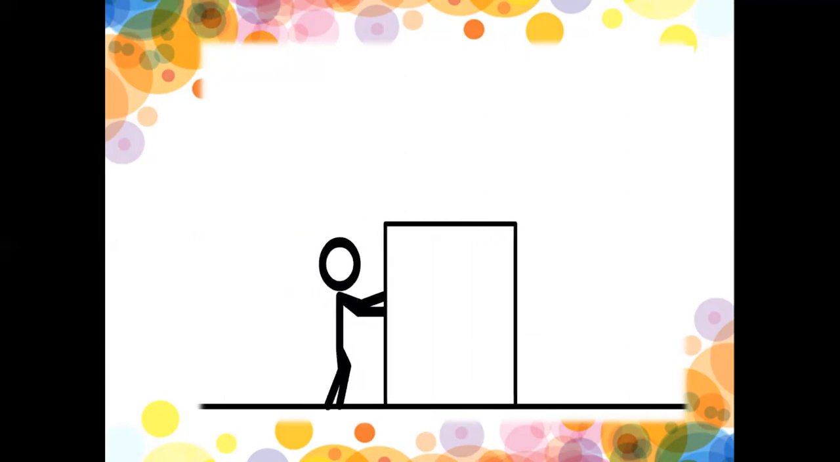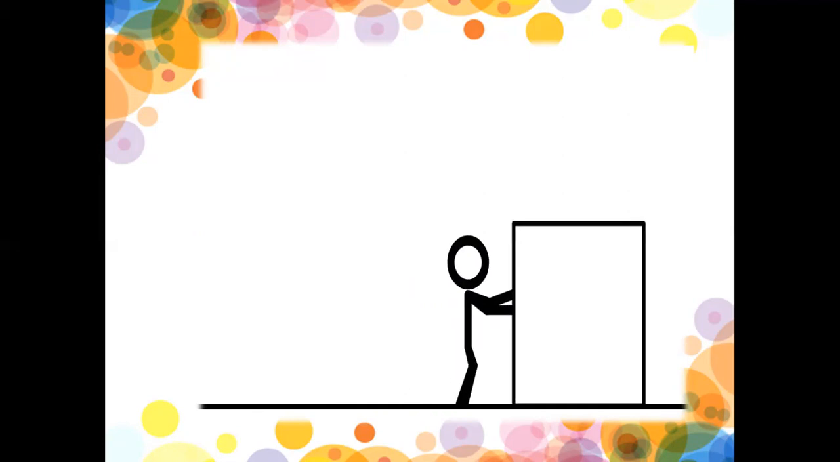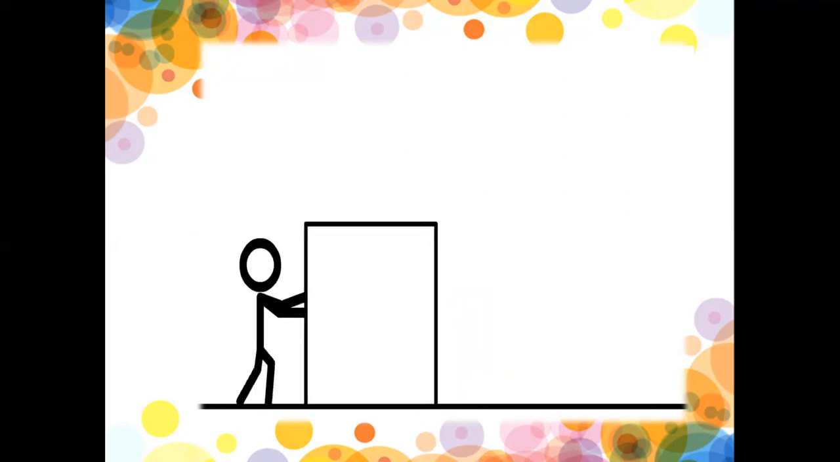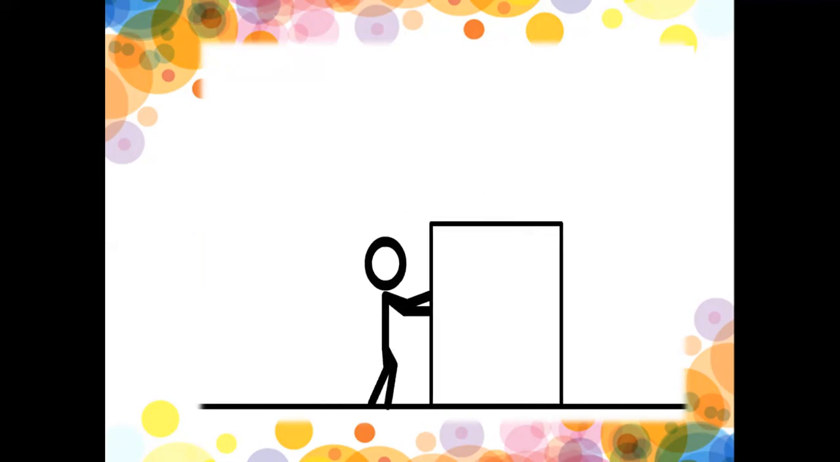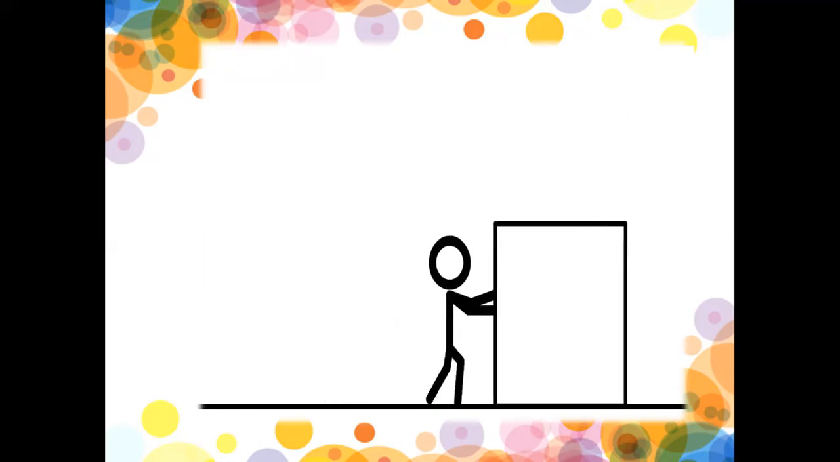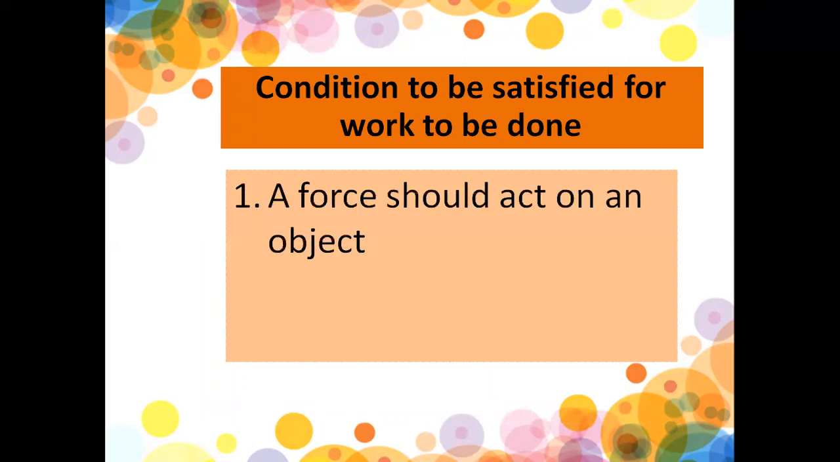There is also a change in its position. So when we see that there is force applied and there is change in the position, we say that work is done. Now let us see the two conditions. First, as I said, force should act on an object.